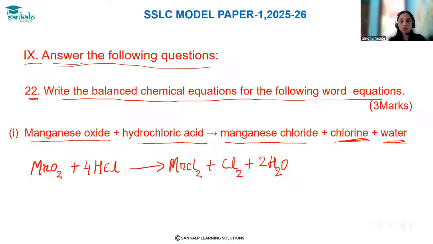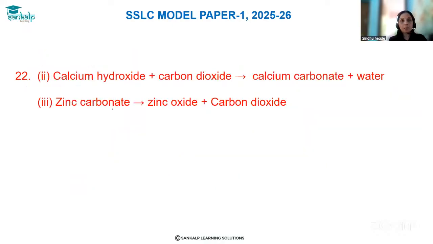Okay, manganese oxide MnO2 plus hydrochloric acid, that is 4HCl, will give the products, that is manganese chloride MnCl2 plus chlorine Cl2 plus water, that is 2H2O. See this 2H2O, 4H is there. So here also 4H. It is chemically balanced, right? Chemically balanced equation. Then we'll see the second one.